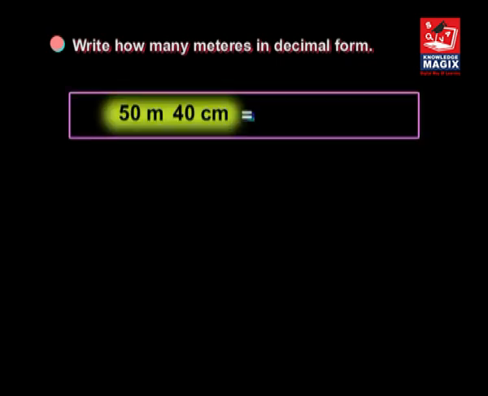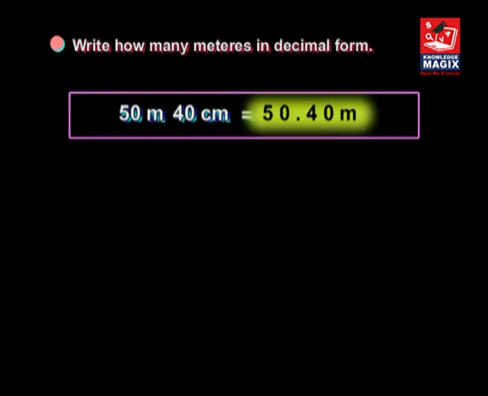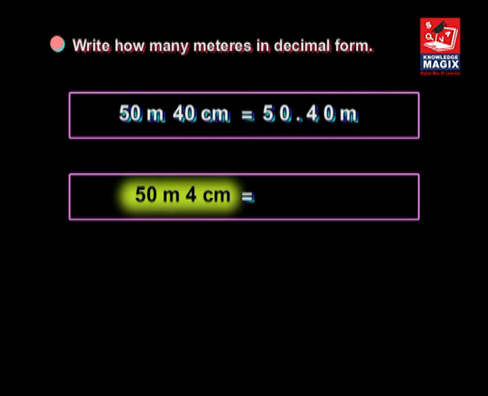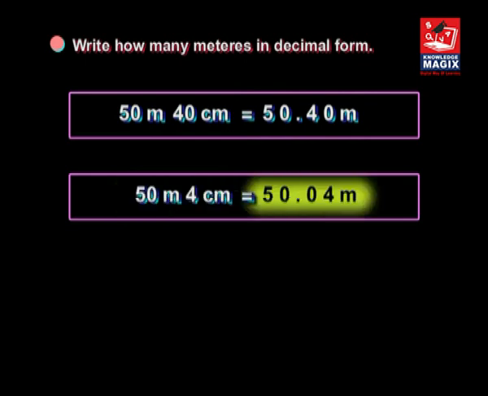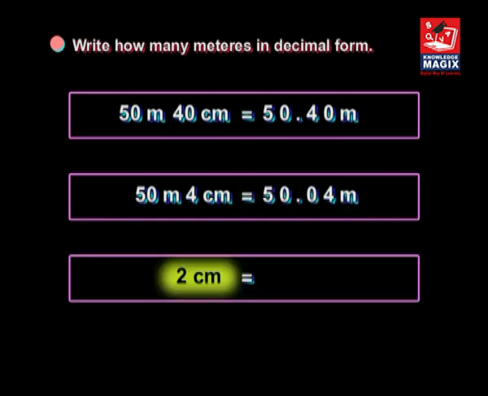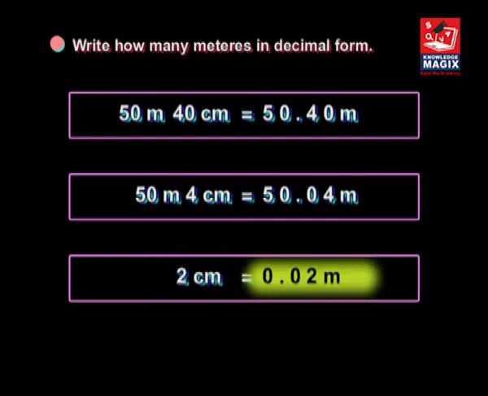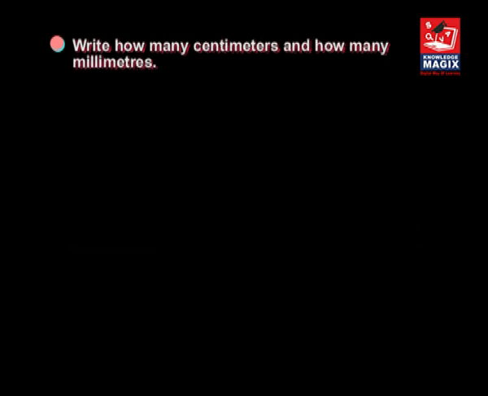50 m 40 centimeter. 50.40 m. 50 m 4 centimeter. 50.04 m. 2 centimeter. 0.02 m. Then write how many centimeters and how many millimeters.